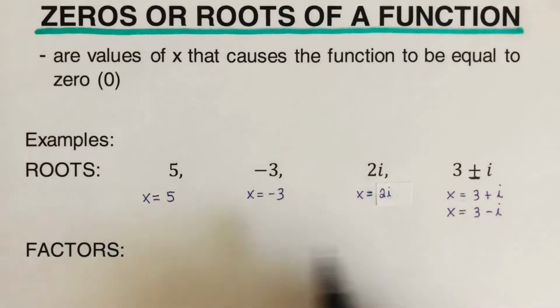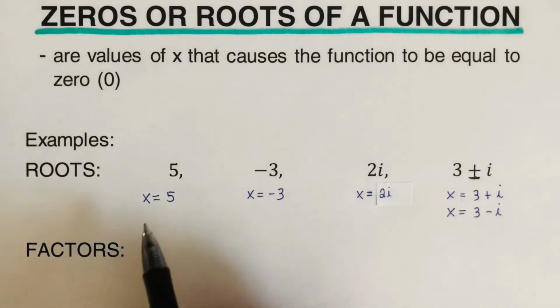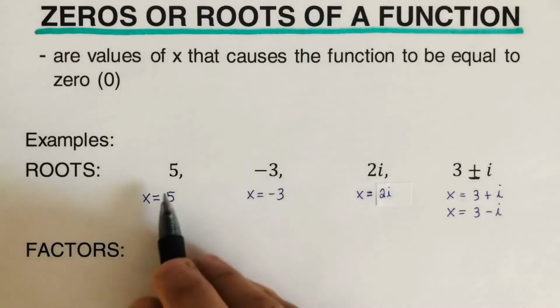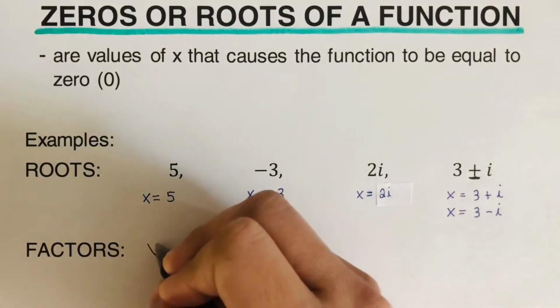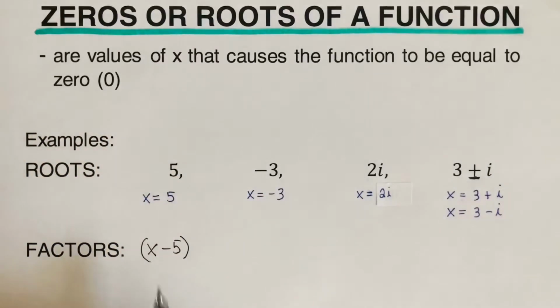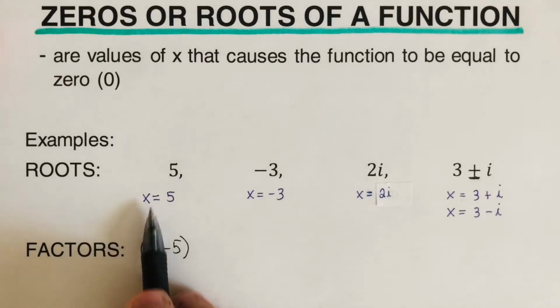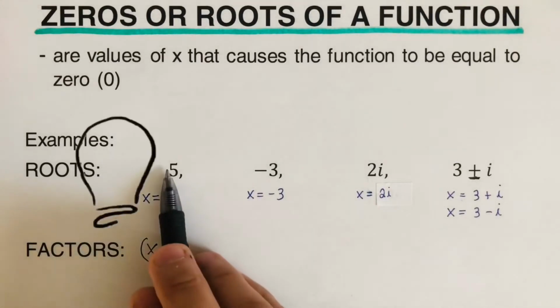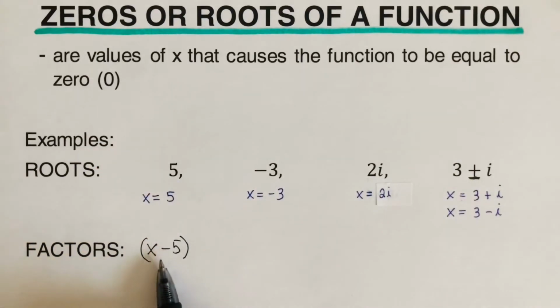Now, if we want to change these roots into factored form, we are going to use the zero product property backwards. So we can rewrite this as x minus 5 in parentheses, which means that if we set this equal to 0 and add 5 to both sides, that's how we got x is equal to 5. So pretty much we switch the sign, and that would be in factored form.